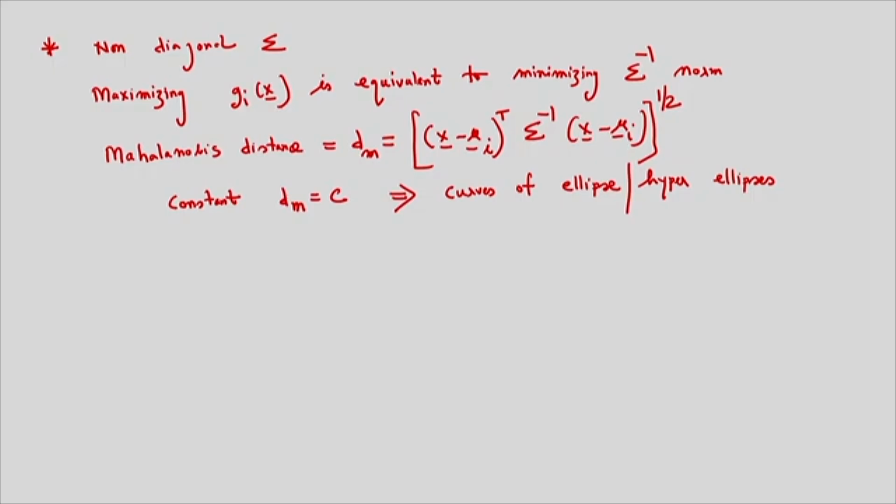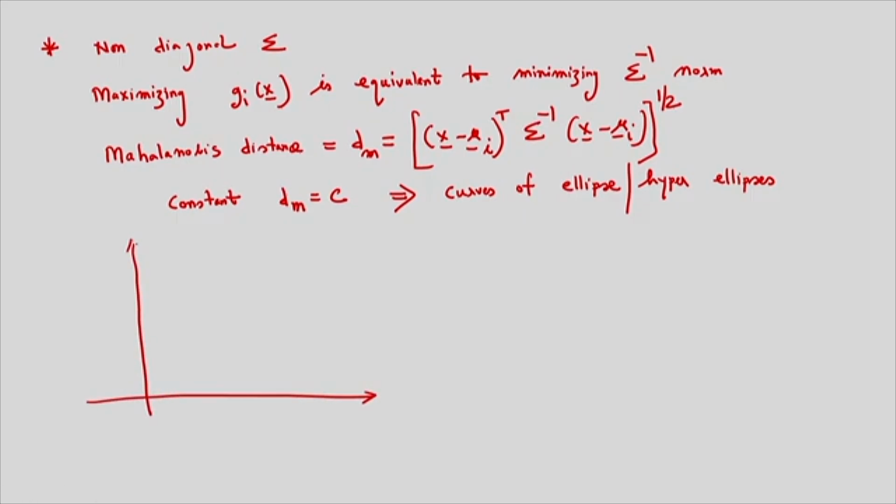So for maximizing the discriminant function, I have to consider minimum Euclidean distance, and also the same thing for maximizing the discriminant function g_i(x), I have to minimize the Mahalanobis distance. So in the first case we have considered the diagonal covariance matrix. In the second case we are considering non-diagonal covariance matrix. So these two cases I can show like this.